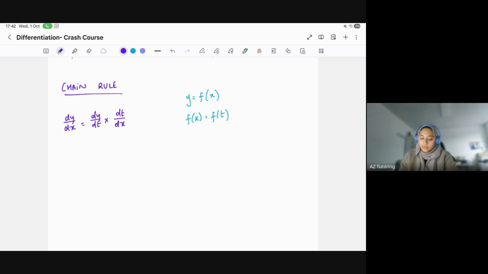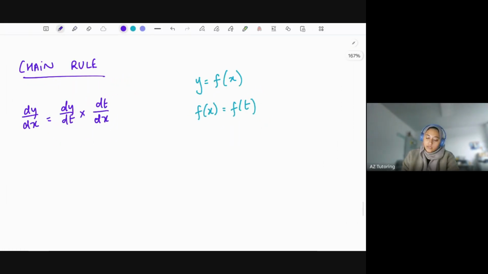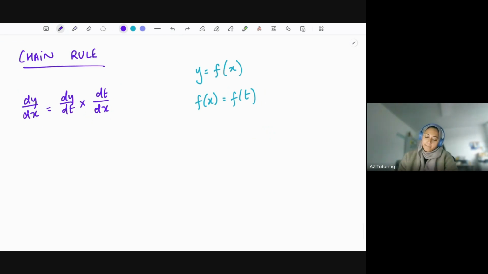So what that basically means is using your normal fraction rules, you can see why this works. You can see that these dt's cancel out with each other, so you're left with just dy over dx anyway. So that's why you can find dy over dx by finding dy over dt and then multiplying that by dt over dx, because they cancel out. Okay, so let's do an example so you can see it in action.